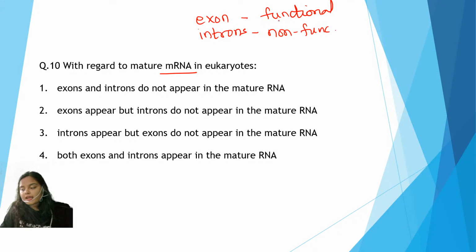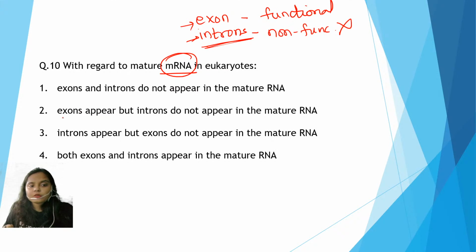So what happens in case of mRNA in eukaryotes? The pre-mRNA, that is the hnRNA, does contain both exon and intron, but the processed RNA, that is the mRNA, does not contain the intron, because by the process of splicing, these introns are removed. It contains only the exon. So exons appear, but introns do not appear. Option number 2 is the right answer. Absolutely correct, Karthik.